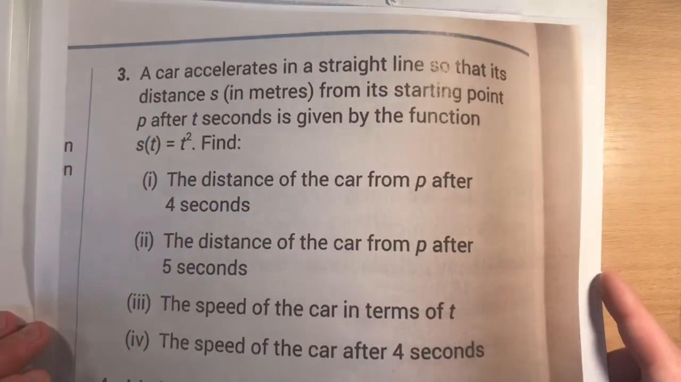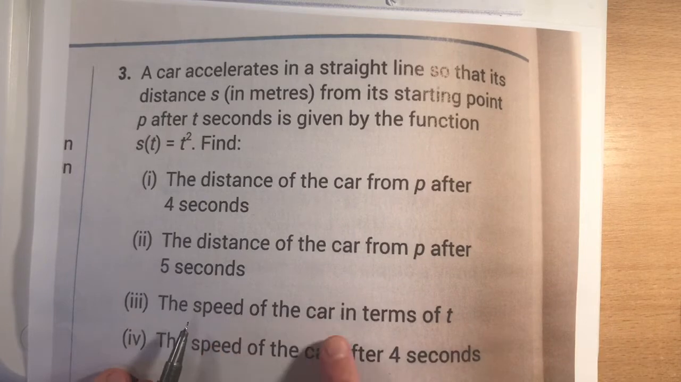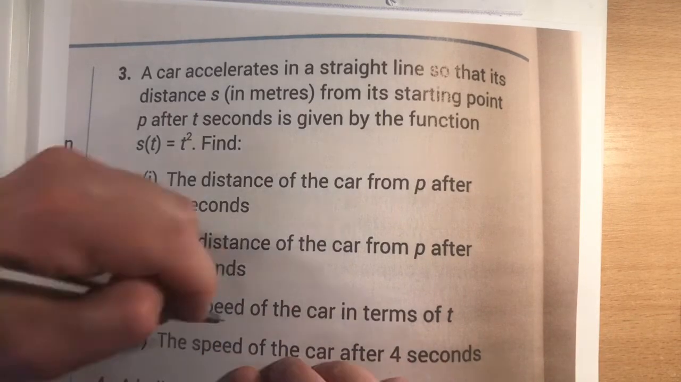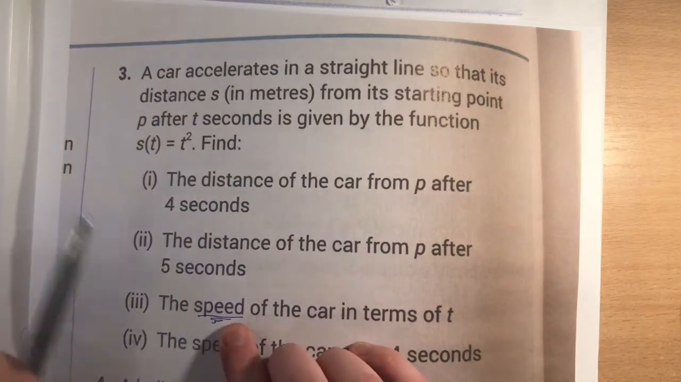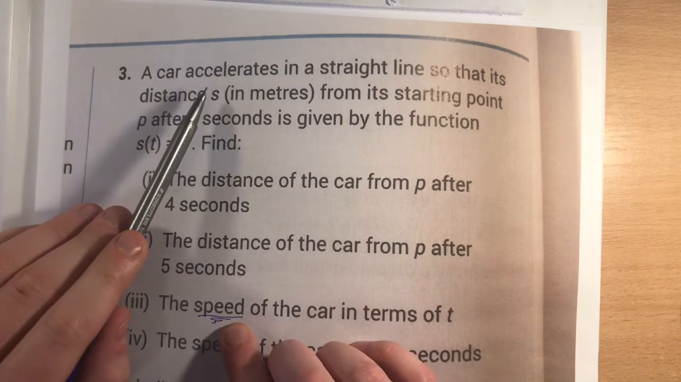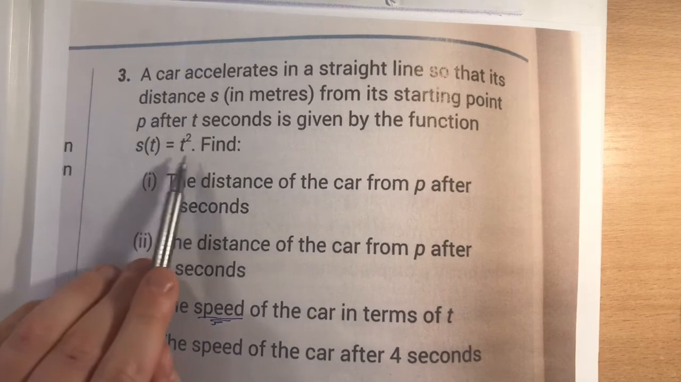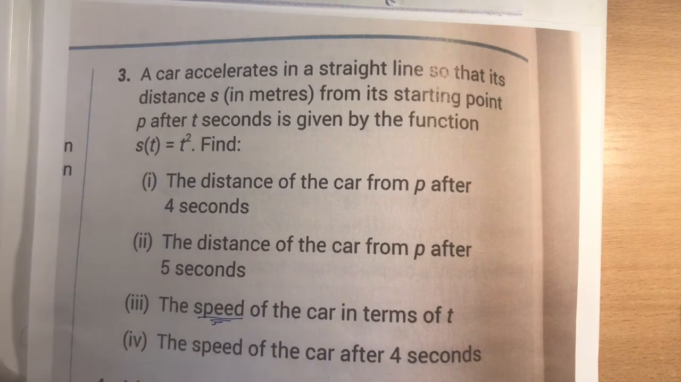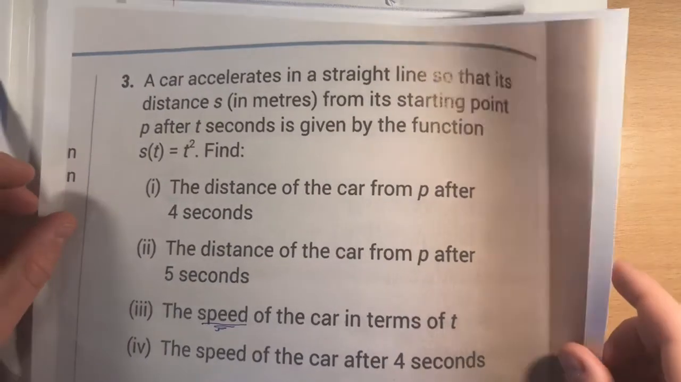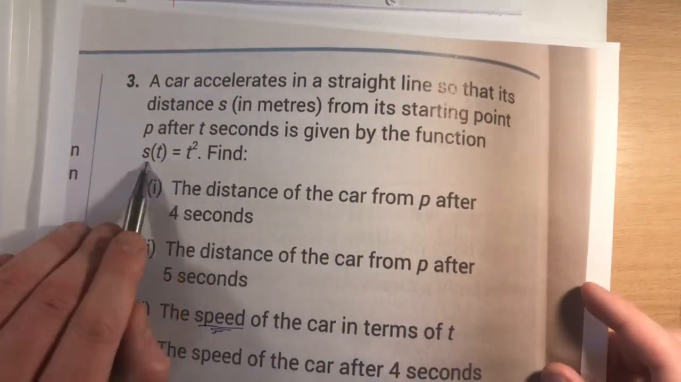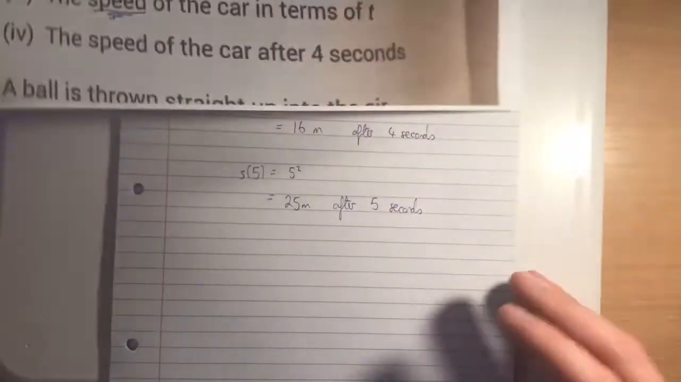Now, this is really what we were learning about on Monday. So the speed of the car in terms of t. The speed, really, really important word there, speed. A car accelerates in a straight line so that its distance s. So we only know about distance. We know nothing about speed so far. So how do we turn distance formulas into speed formulas? What do we have to do to this formula for distance to make it a formula for speed? Very good. So we're going to differentiate this formula for distance, and if we differentiate distance, we get speed.